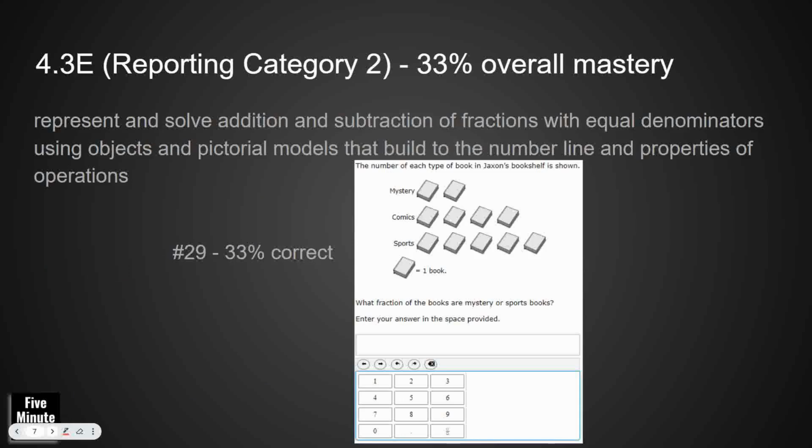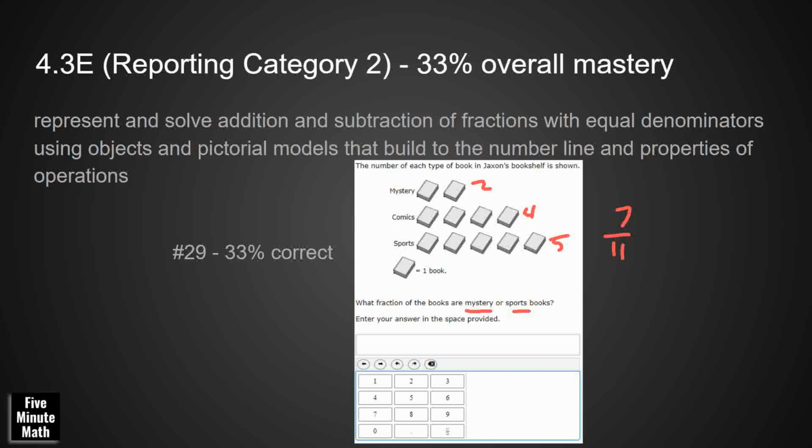All right, so next we've got 4.3e, 33%. We only had this one problem. Honestly, we need to find the fraction for mystery or sports books. So that's 2, that's 5. So it's going to be 7 over, then I've got an extra 4 there. So 7/11ths. That's it.